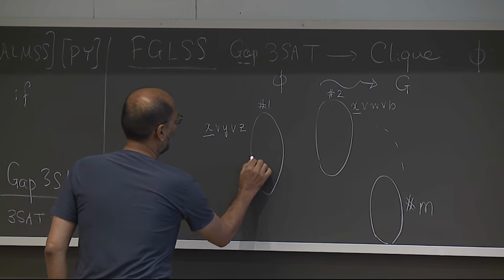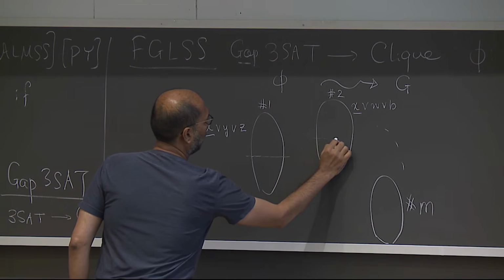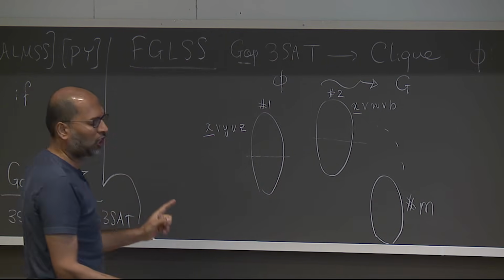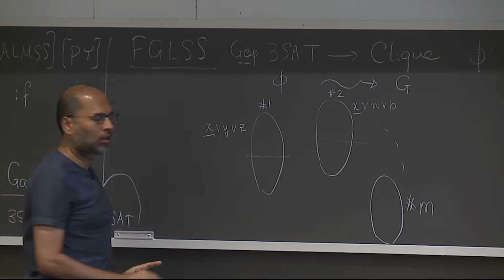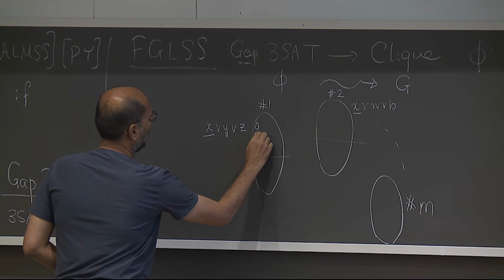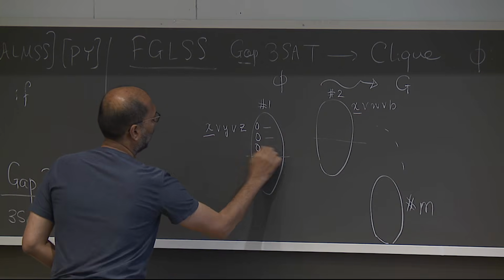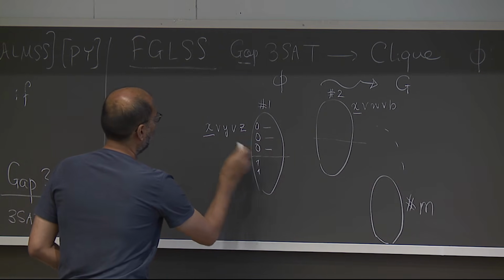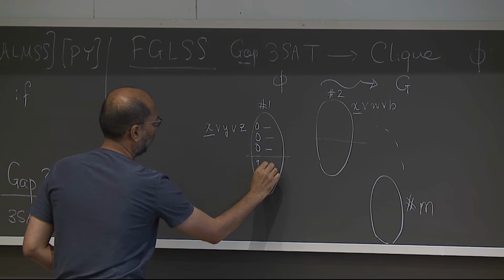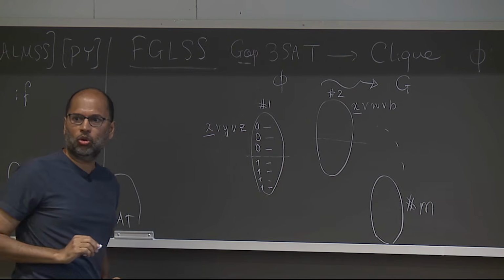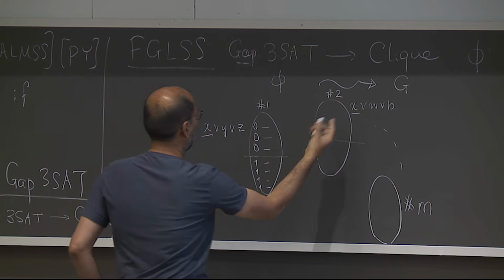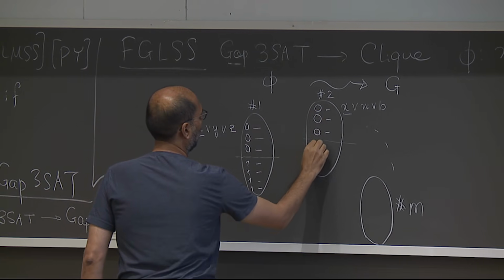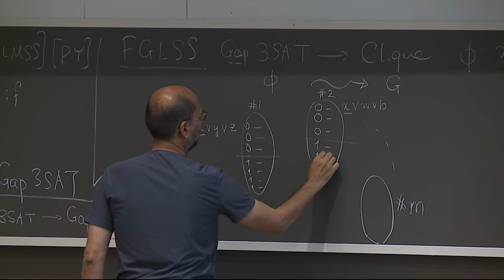So let me group together these assignments into those which assign 0 to x and those which assign 1 to x. Now, x can be assigned 0, and then there are 3 possibilities, right? On the other hand, if x is assigned 1, then the values to y and z don't even matter. So there are 4 possibilities. So that's a total of 7 vertices. Similarly, on the other side, there are 3 assignments where x is 0 and 4 assignments where x is 1.